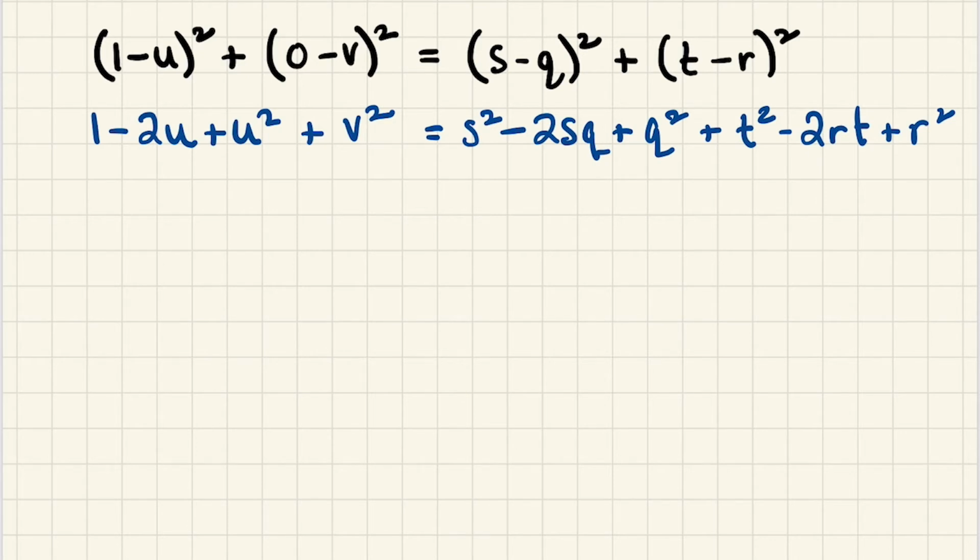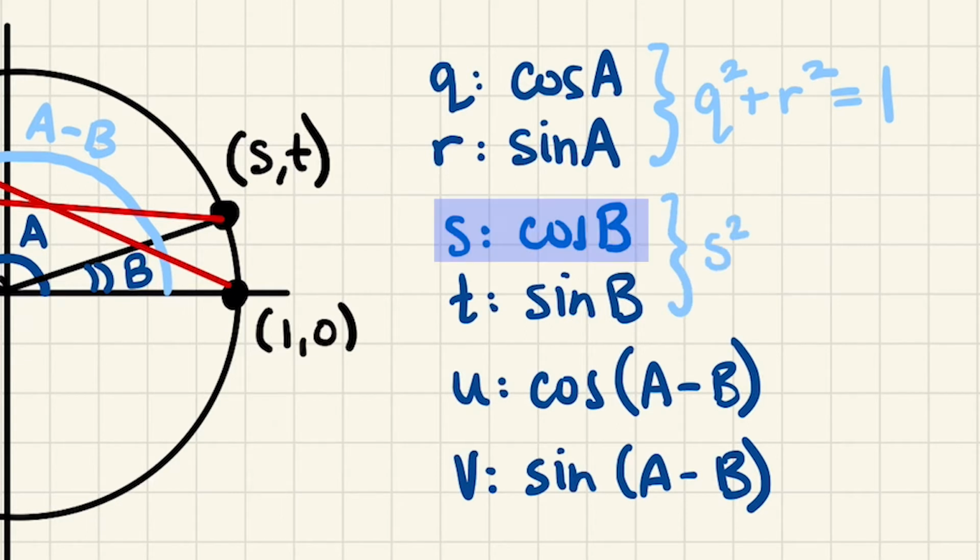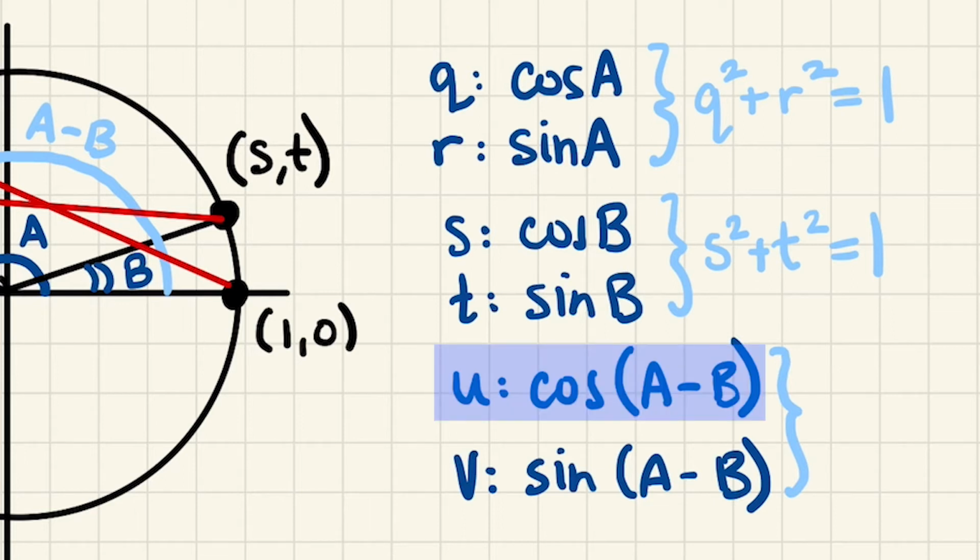Because notice that we have u squared plus v squared. Going back to our legend here, we have a few identities for free. Since q is cosine of a and r is sine of a, that means that q squared plus r squared is equal to 1, right? Cosine squared plus sine squared is equal to 1. Similarly, we have s squared plus t squared is equal to 1. And that even applies here. It doesn't matter what the angle is. Cosine squared of a dump truck plus sine squared of the same dump truck is going to give you 1. So here we have u squared plus v squared is equal to 1.